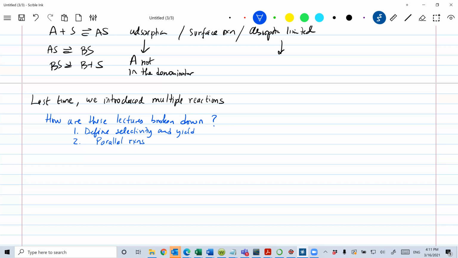So we started with parallel reactions, not series reactions. The reason is parallel reactions have a lot more things in them that we can explore. Series reactions can be a little bit tricky. That's why we're doing parallel first. It's clear what we'll be doing, but series can be a bit tricky.